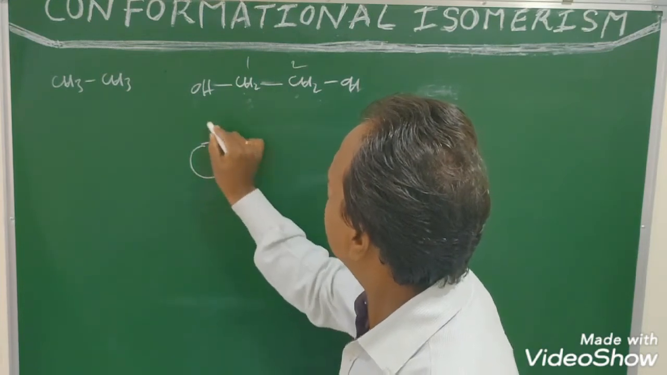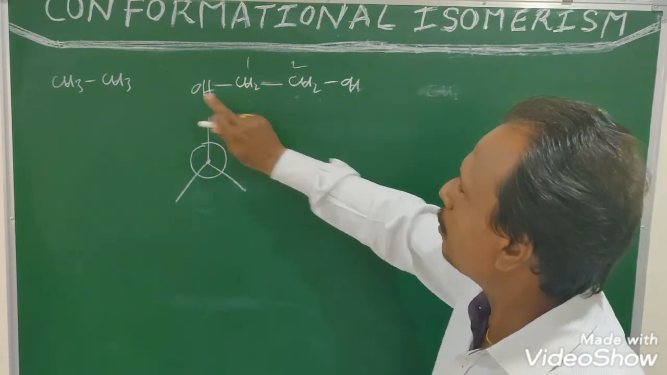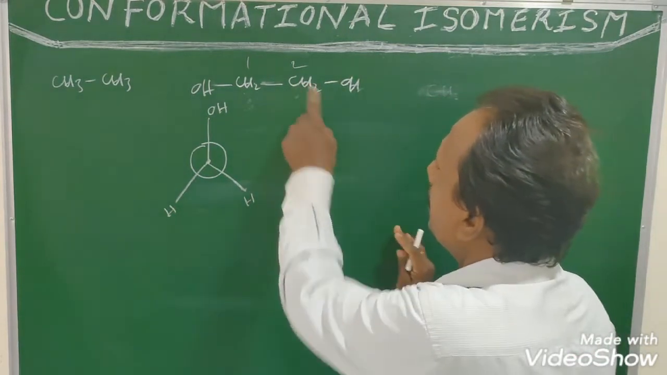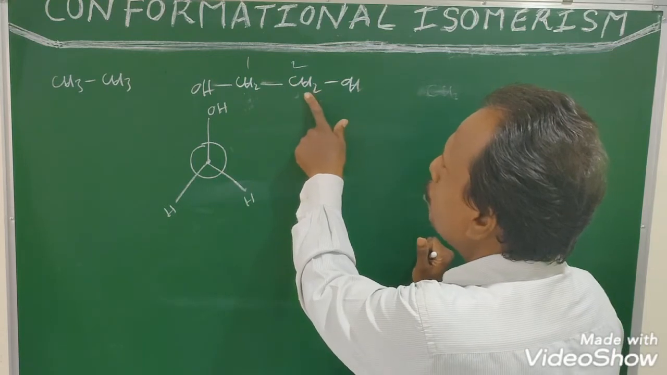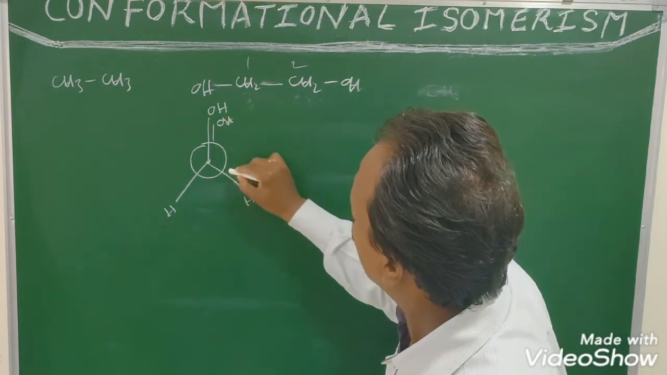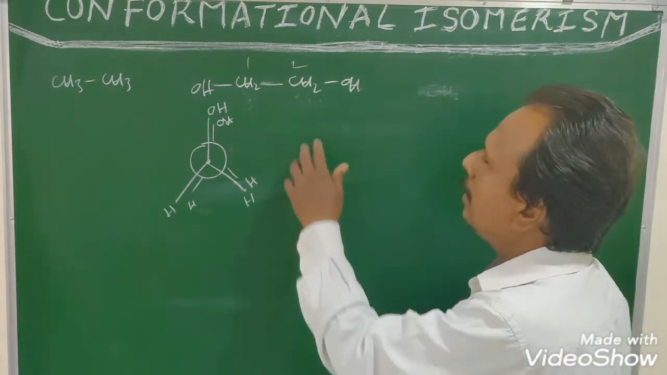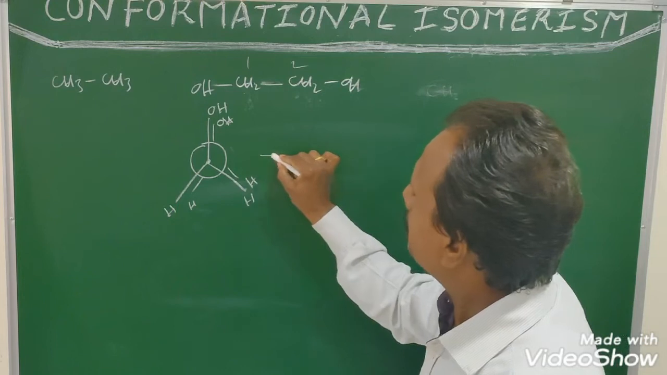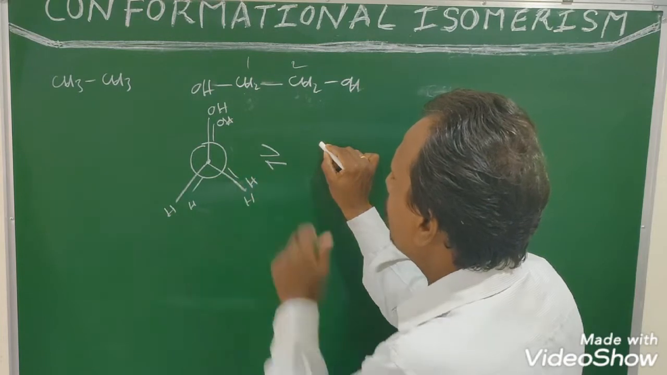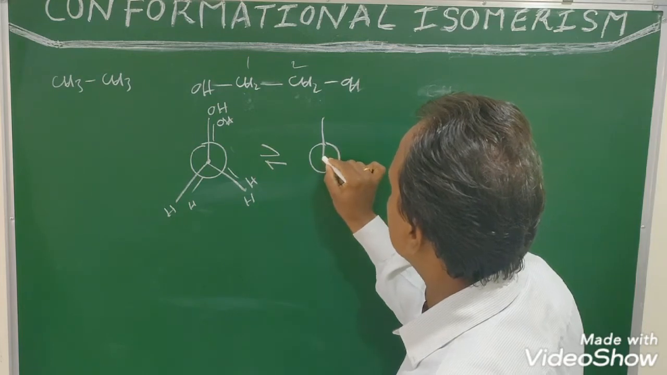It is the first carbon. The first carbon has 3 groups, 2 H atoms and OH. The circle is the second carbon. The second carbon has 2 H atoms and 1 hydroxy group. It is the fully eclipsed conformation of ethane diol. Here the dihedral angle is 0. The angle between the 2 H atoms is called the dihedral angle. It is 0.